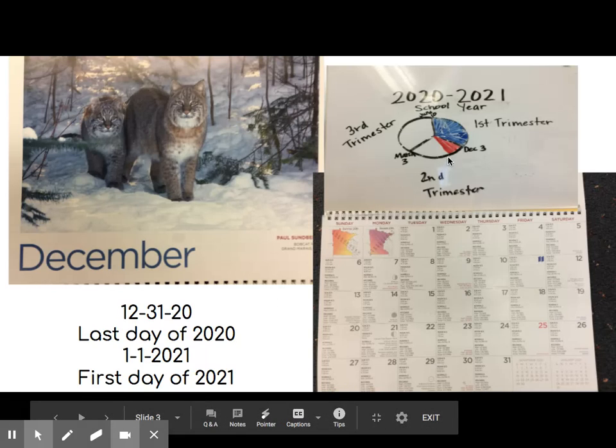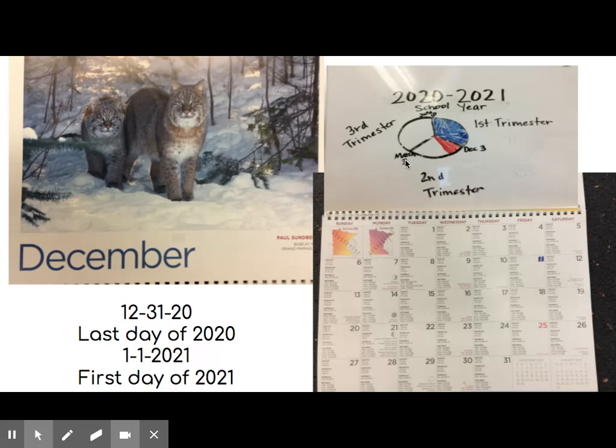We still have the rest of the second trimester. That doesn't end until March. And we have the third trimester. And now we know there's a lot of things that we're not sure about. We don't know about kids coming back to school. We don't know when that's going to happen.